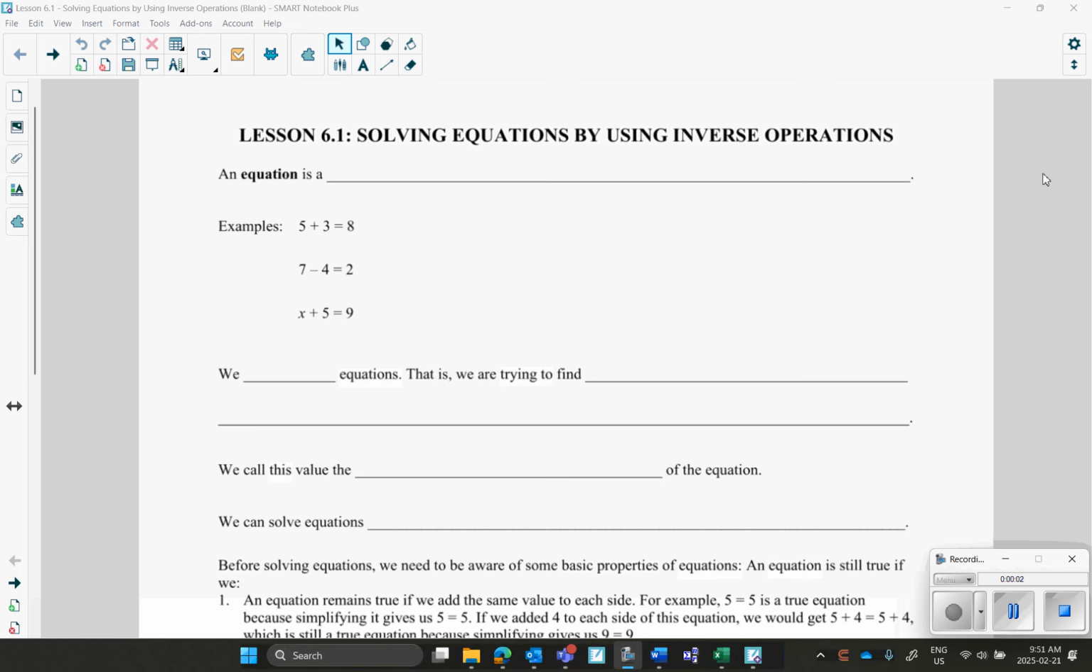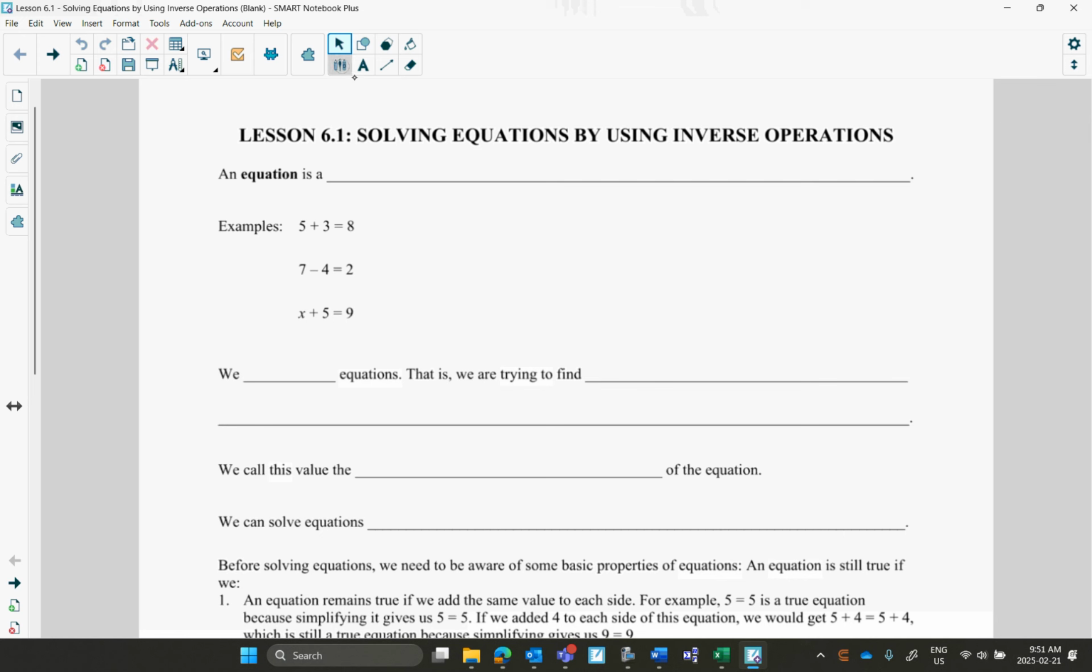Okay, so in the last unit, we talked a whole bunch about expressions. If we take two expressions and put an equal sign between them, we've created what's called an equation.